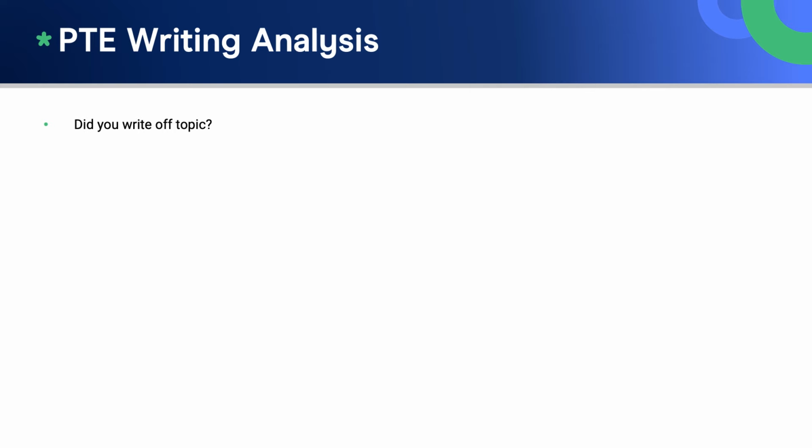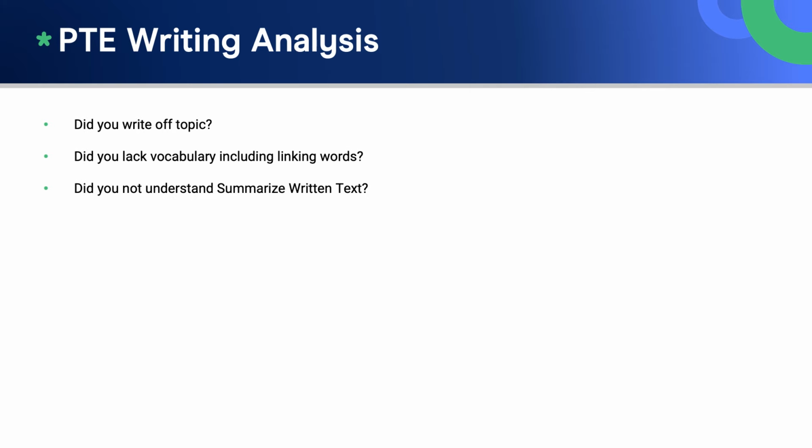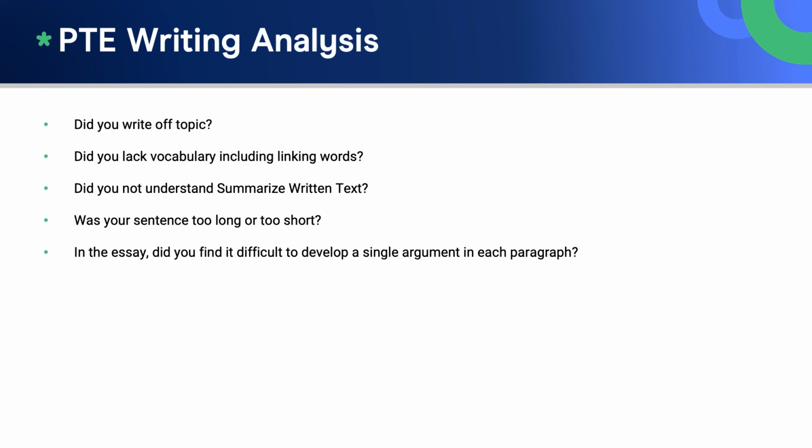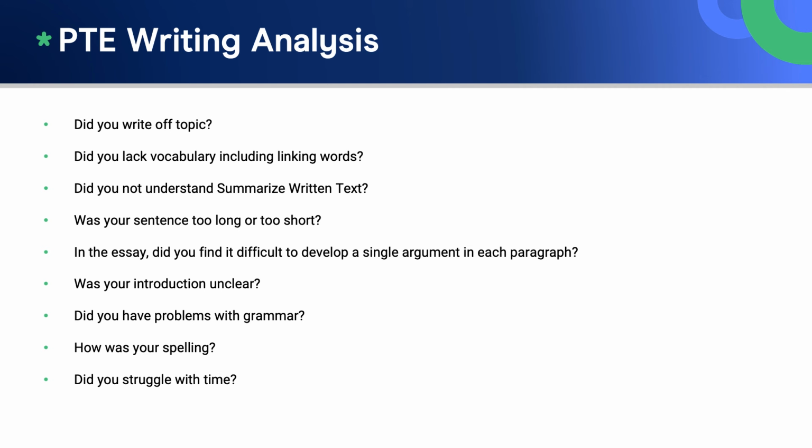Just before we go, if you're unhappy with your performance on this writing test or you're lacking confidence, then let's think about how you can improve your performance. Did you write off topic? Do you lack vocabulary including linking words? Did you not understand summarized written text? Was your sentence too long or too short? In the essay, did you find it difficult to develop a single argument in each paragraph? Was your introduction unclear? Did you have problems with grammar? How was your spelling? Or did you struggle with time? Or did you not understand how to apply the E2 essay structure?